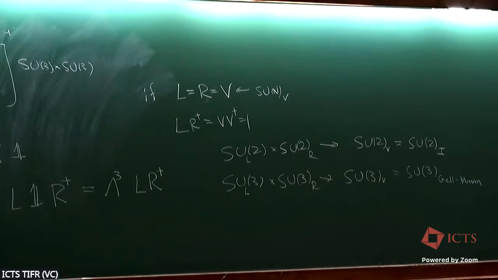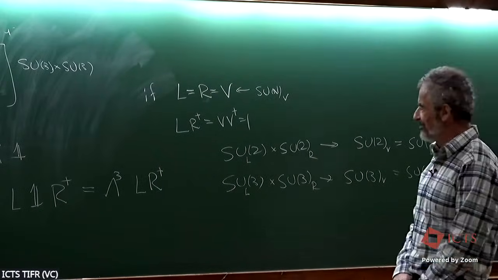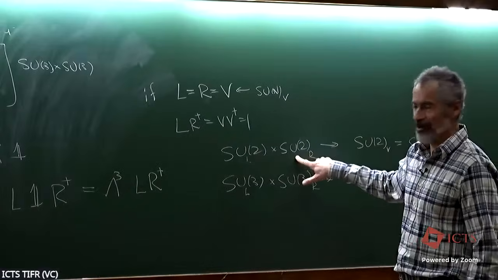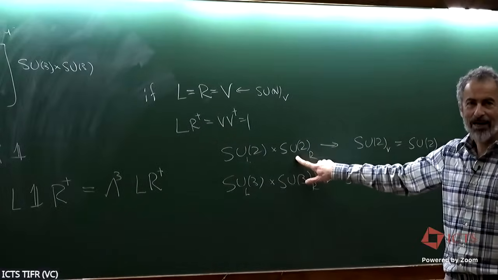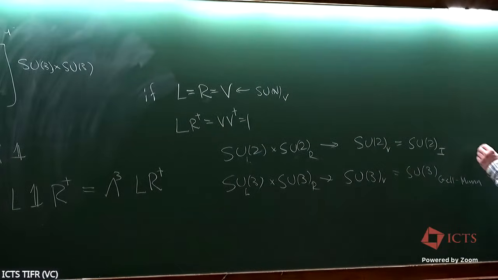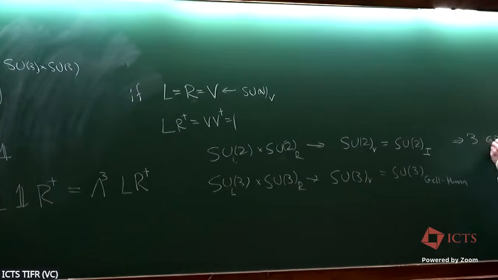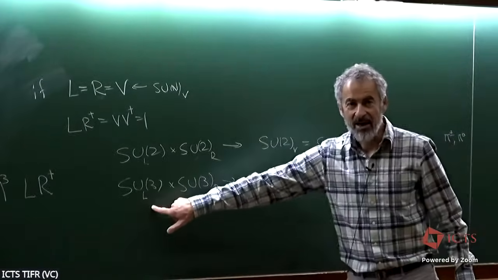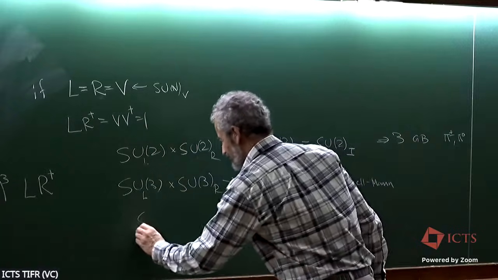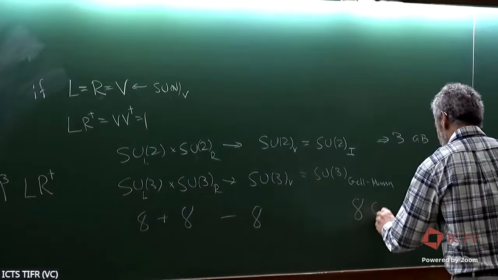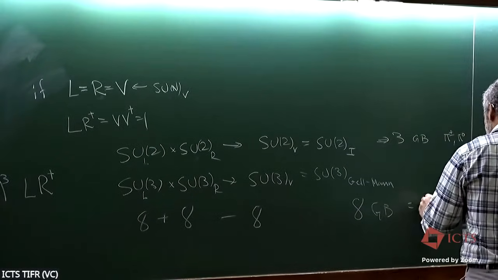So now, by Goldstone's theorem, we're going to get a Goldstone boson for every broken generator. So all you do is count the number of generators here, 3 plus 3, and subtract off the number that aren't broken, 3, and you're left with 3. So this would have 3 Goldstone bosons, which are the pi plus, minus, and 0. Or 8 plus 8 minus 8, you get 8 Goldstone bosons, which is the pseudoscalar octet.